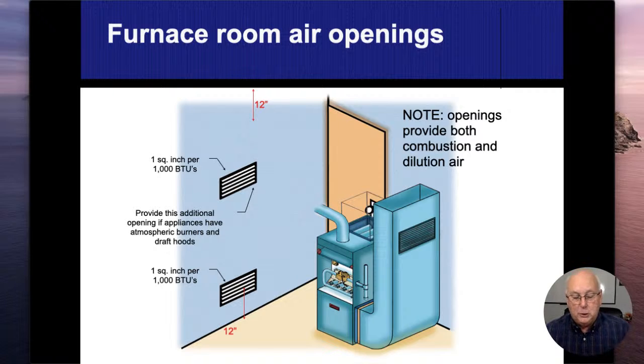If I'm taking combustion air from an inside source, from another room inside the house, I can do that. I just need to have two openings that bring it into the house. So 1 square inch for every 1,000 BTUs up high, and 1 square inch for every 1,000 BTUs down low. So if this is a 100,000 BTU opening, I need to have basically a 10 by 10 opening.